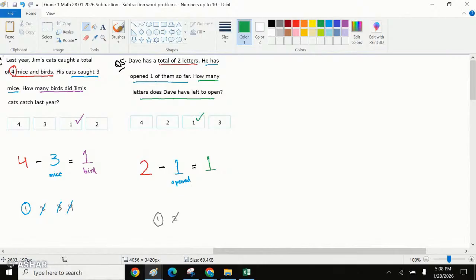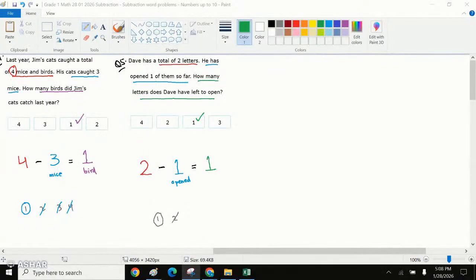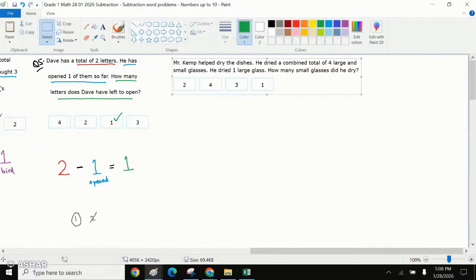So in word problems, what we do is we look at smaller numbers that deal with real life scenarios, okay? And we try to find out the subtraction. Okay, moving ahead to the next. Mr. Kemp is helping dry the dishes.